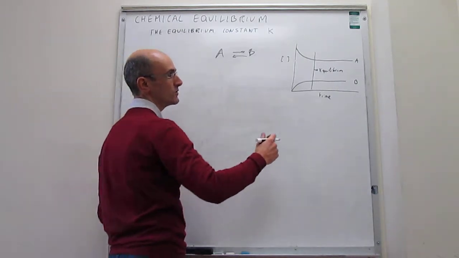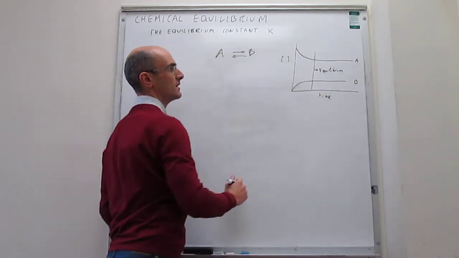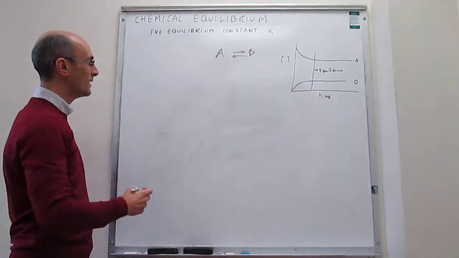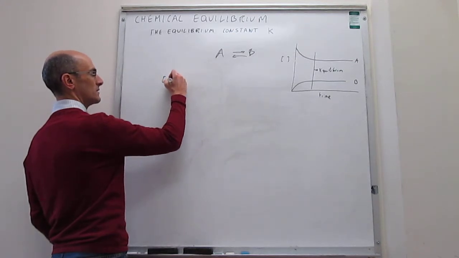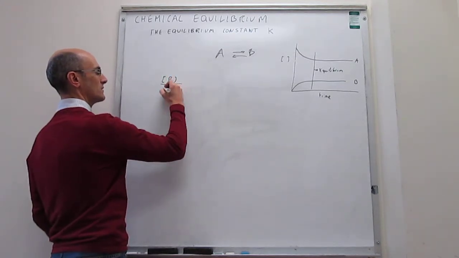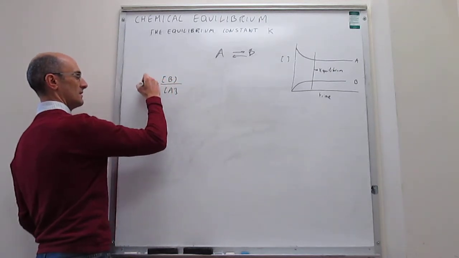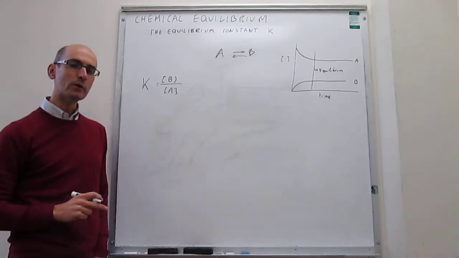the concentrations at equilibrium of reagents and products always followed a very interesting relationship. And that relationship was that at equilibrium, the concentration of products, B, over the concentration of reagents, A, was constant. This constant is called capital K. It's called the equilibrium constant.